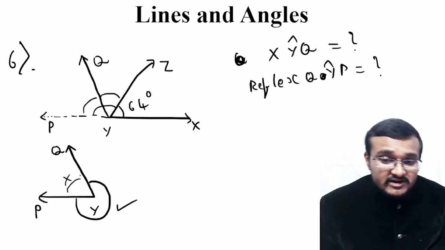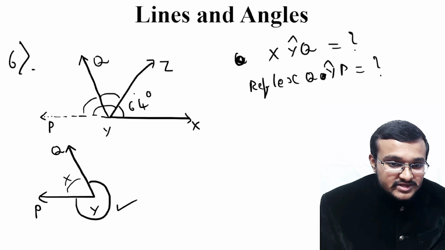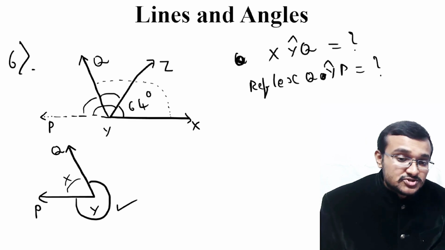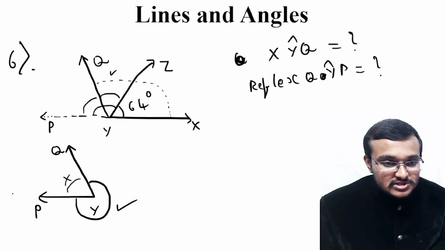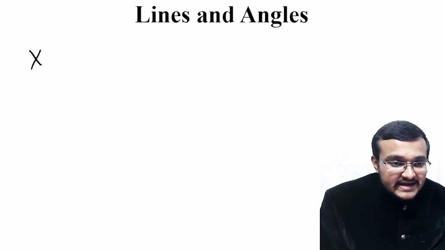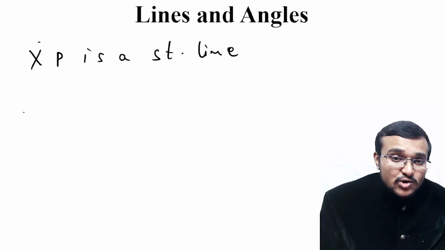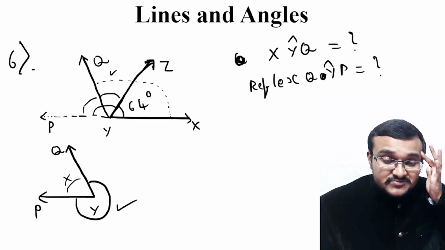Now, before finding the reflex QYP, we'll try to find out XYQ. So XYQ is this particular angle, the total angle including this XYZ angle. In order to calculate this total angle, you want this ZYQ value also. Now here XP is a straight line. Since XP is a straight line, according to the linear pair axiom, YZ is sitting on this particular straight line XP.